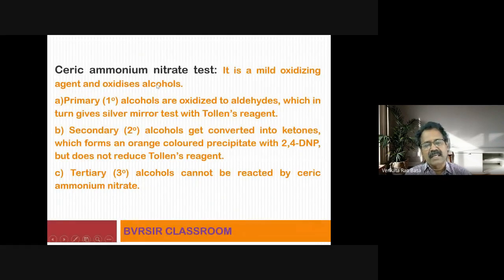The second one is the ceric ammonium nitrate test. This test is also very important for distinguishing between primary, secondary and tertiary alcohols. We know very well that ceric ammonium nitrate is a mild oxidizing agent.